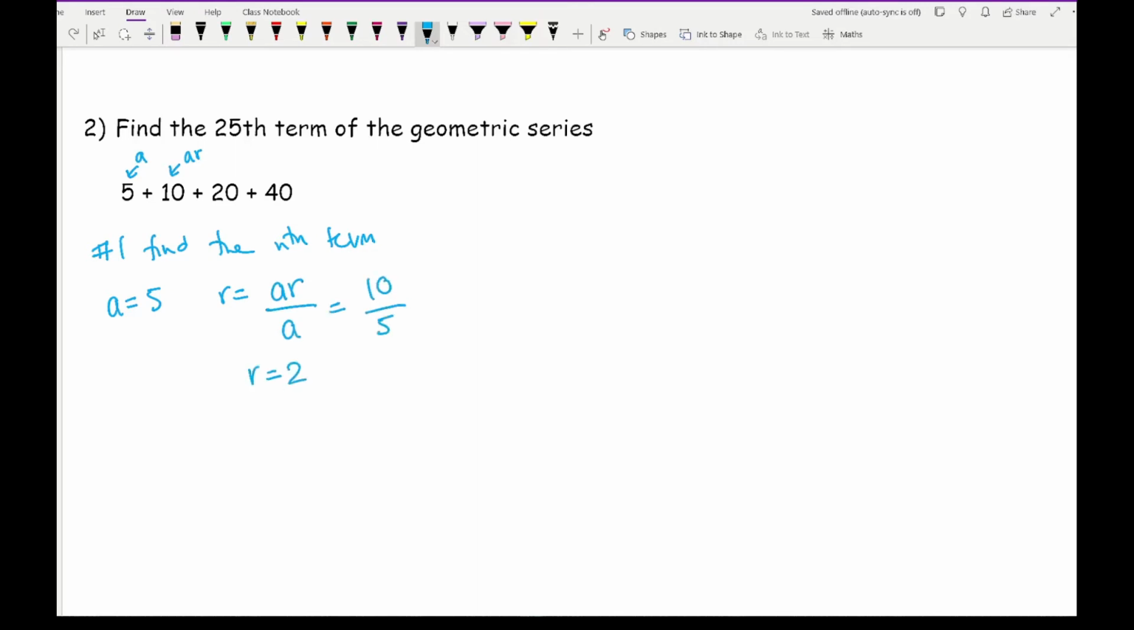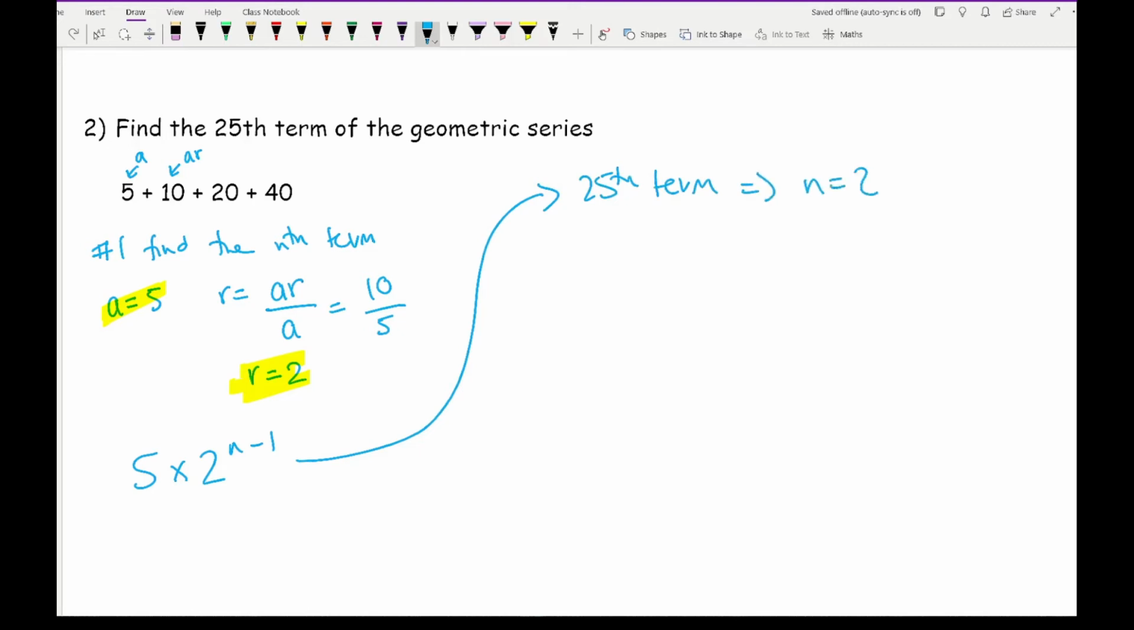Now obviously if you're familiar with these and you can spot what r is, we can see that the numbers are doubling, so r is going to equal 2. So what we then end up with is 5 times 2 to the n minus 1. Now to find the 25th term, that is when n equals 25. So all I've got to do is substitute 25 as n, so I've got 5 times 2 to the 25 minus 1, and again I type that into my calculator.